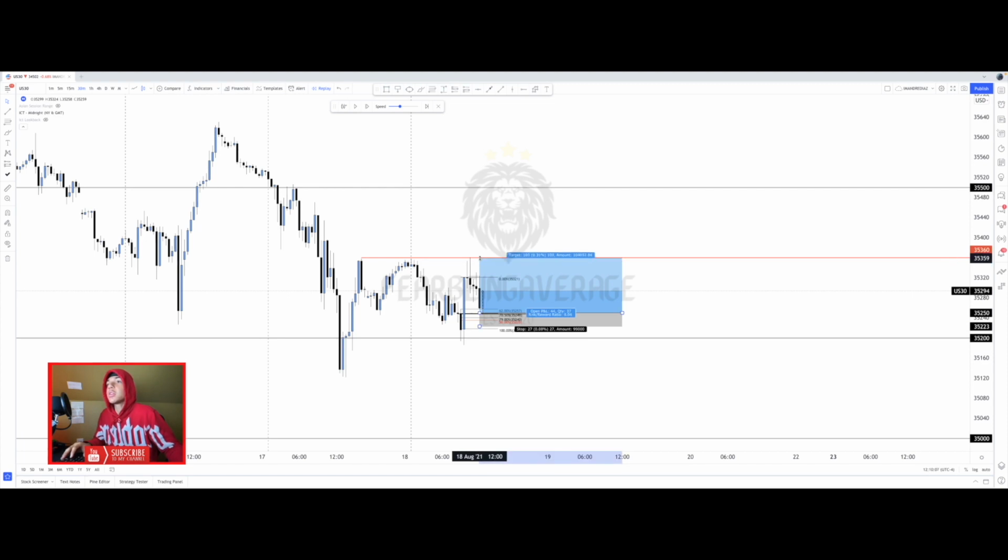And where are you targeting? You're targeting these highs. Why? Because you know there's liquidity all above these highs. And by liquidity, I mean there's a whole bunch of buy stops or stop losses from people going short. So this is where you would want to target.